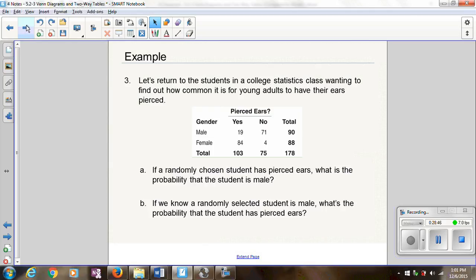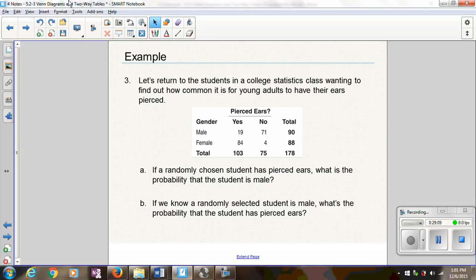So let's go back to that example that we saw last class with the gender of students in a college statistics class and whether or not they have their ears pierced. If a randomly chosen student has pierced ears, what is the probability that the student is male? And like I said, we looked at some of these conditional distributions earlier in the year for our summer assignment.